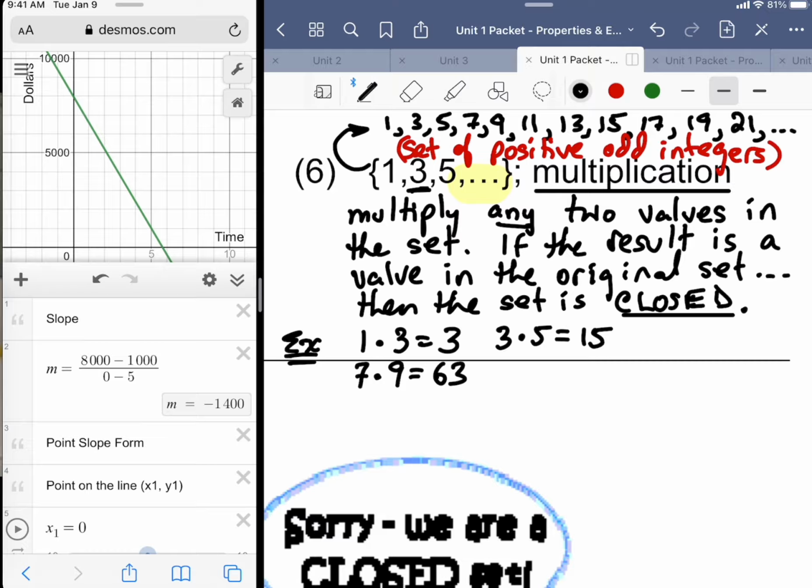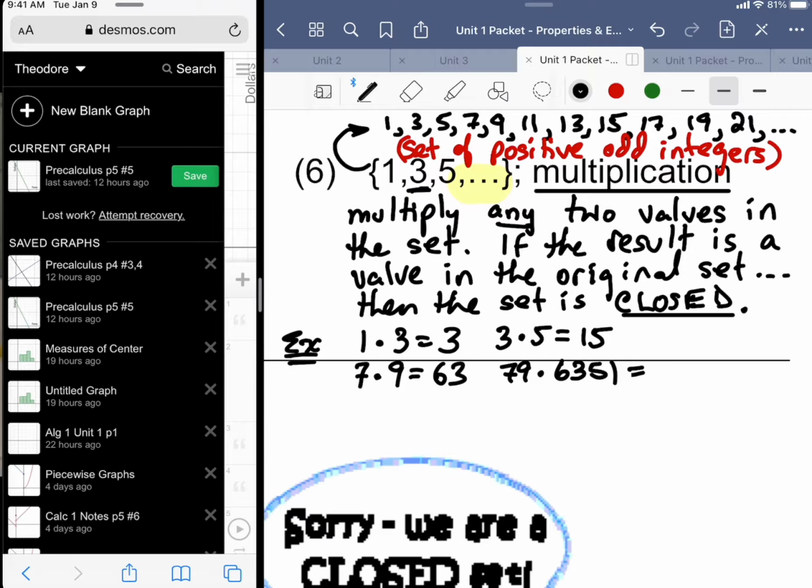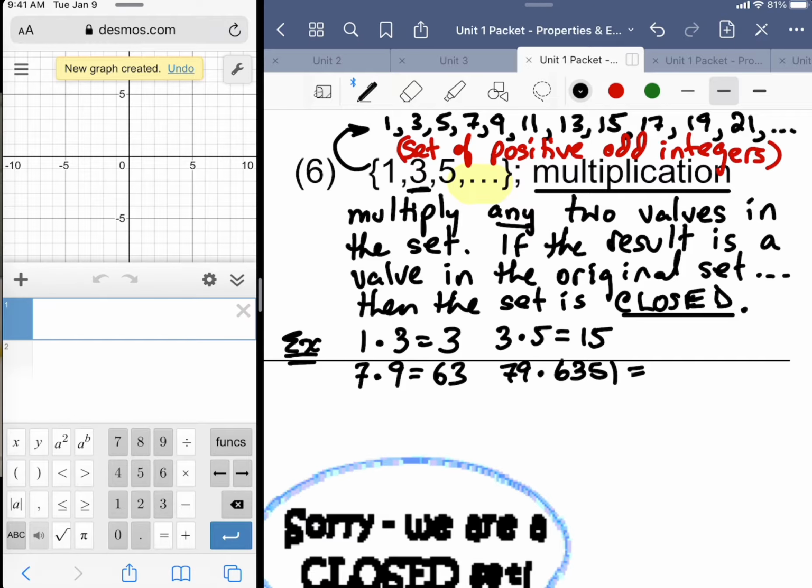All right, so I would say, all right, well, let me think of something funky. All right, how about 79 times 6,351? All right, so those are two odd numbers. So I'll multiply them. The result is odd. It ends with an odd number, so it's going to be odd. So 501729.